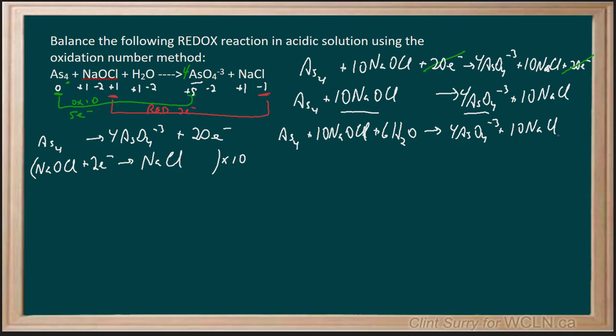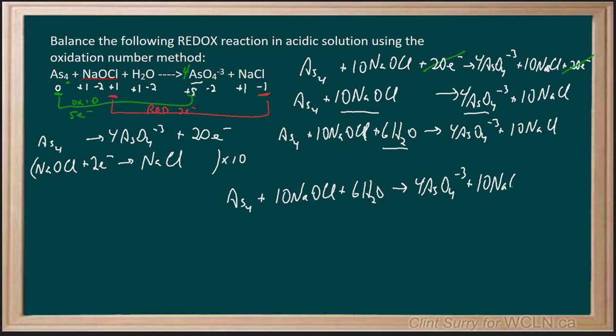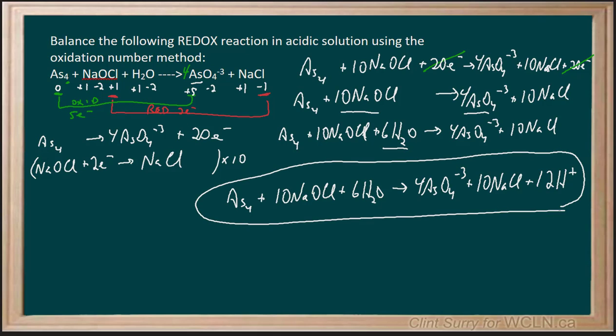At this point, we now need to balance off the hydrogens. And I can see I've got 12 hydrogens here, and I'm missing them altogether on the other side, so I need to add 12 over there. I'm going to have As4 plus 10 NaOCl plus 6 H2O, giving me 4 AsO4 3- plus 10 NaCl plus 12 H+. And that would be our balanced reaction in acidic solution using the oxidation number method.